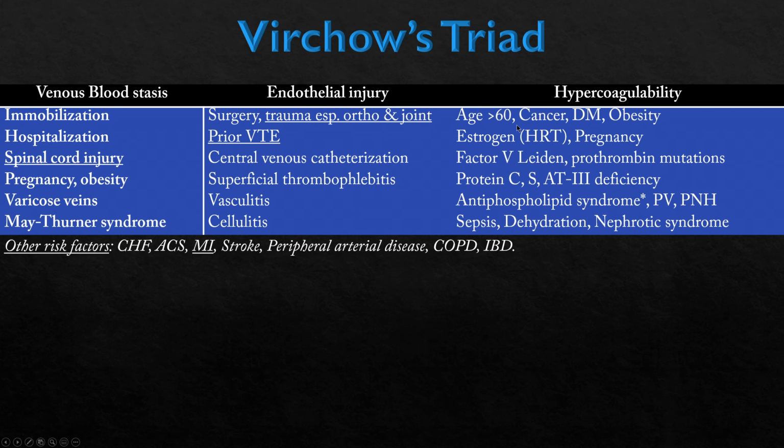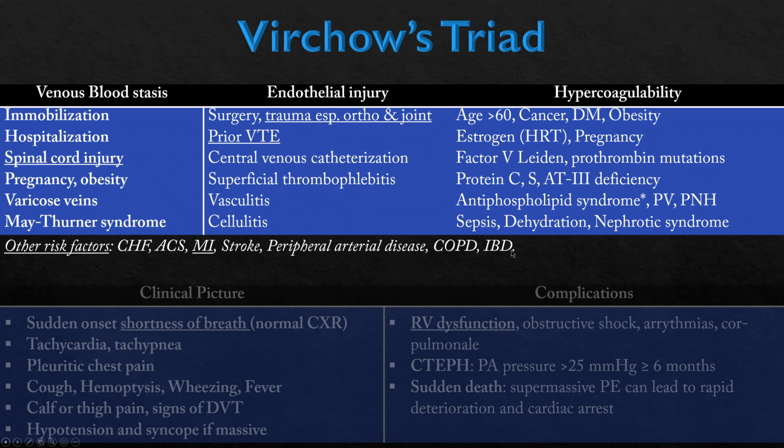As we know these days, with the COVID-19 disease, it's now also become a common risk factor that leads to hypercoagulability and possibly a PE, right? And also, we can't forget dehydration and nephrotic syndrome. Other risk factors that have been discovered recently that also can lead to VTEs are congestive heart failure, acute coronary syndromes, strokes, peripheral arterial disease, COPD, inflammatory bowel disease. These can be tricky ones, right?